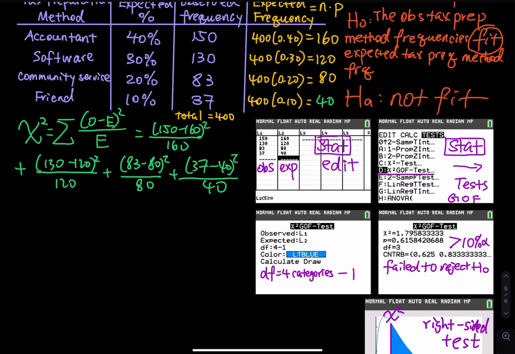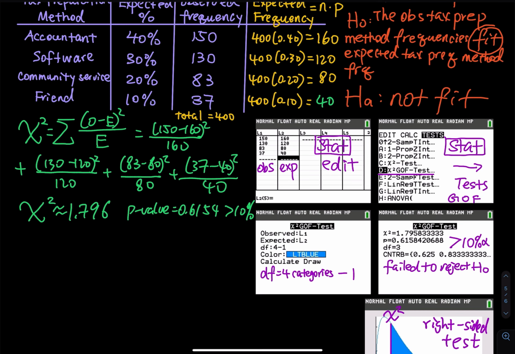Then you will get the chi-square. So in this problem, the chi-square is approximately equal to 1.796, and then the p-value is pretty big, 0.6154. So that is greater than 10% alpha. Greater than 10% alpha means you fail to reject the null hypothesis.